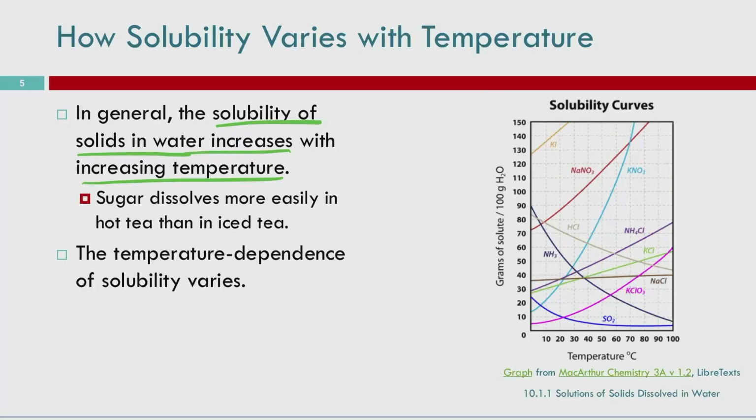We can see generally that the trend for many of these different colored lines, not all of them, is that as we move left to right, they also move up. Some of them actually decrease. The general trend overall, though, is that if we increase the temperature, we will also increase the solubility.